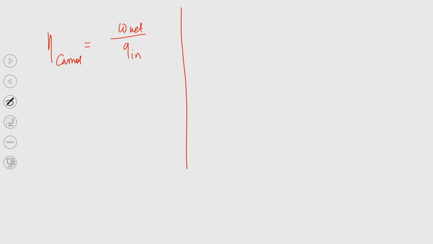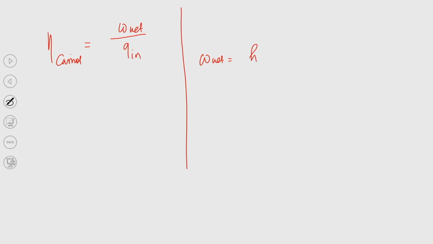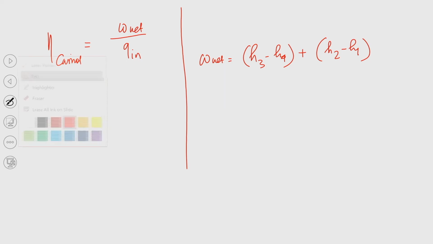Now, what is W net? W net will be equal to, you can understand, we are having work output minus work input. So, this minus this, that is the W net. So, H 3 minus H 4 plus H 2 minus H 1. So, this would be minus, right. So, that would be minus, I have to erase it again.